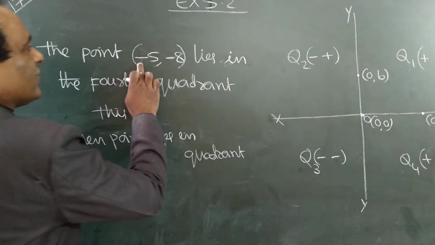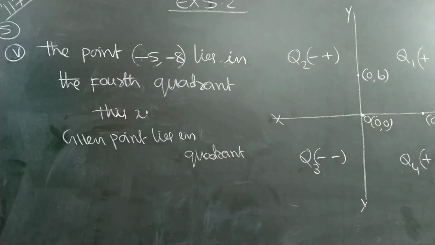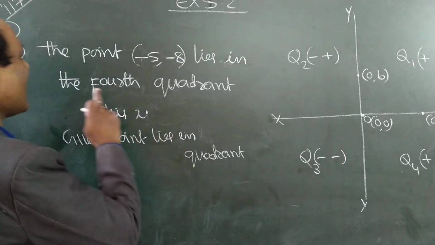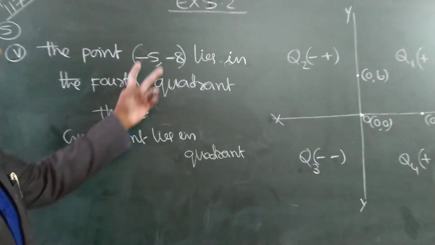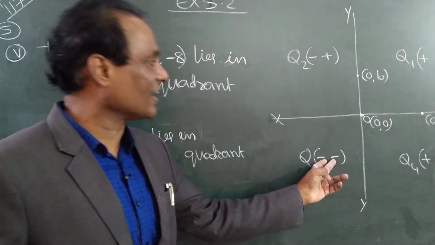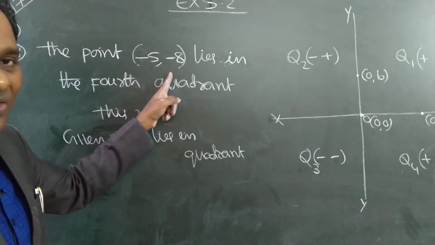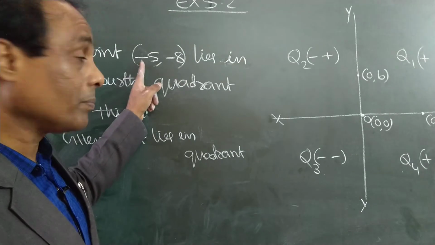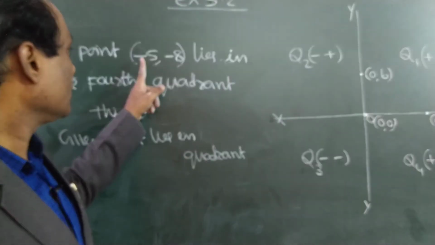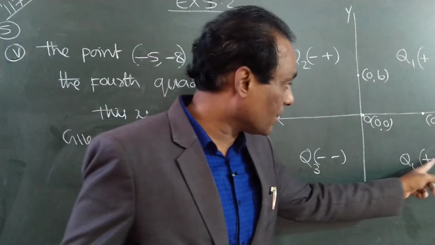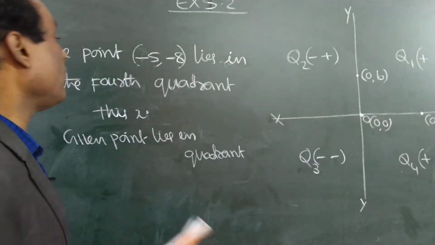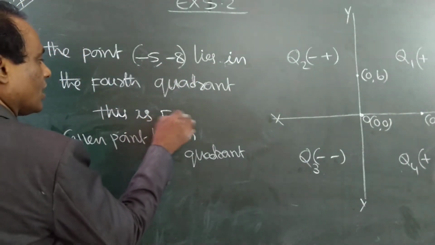-5 comma -8, both are negative. Both are negative means third quadrant, not fourth quadrant. So this is not in the fourth quadrant. In the fourth quadrant, x should be positive. This should be plus, this is minus. See, plus minus is the fourth quadrant. So this is false.